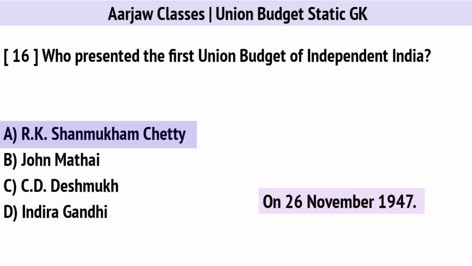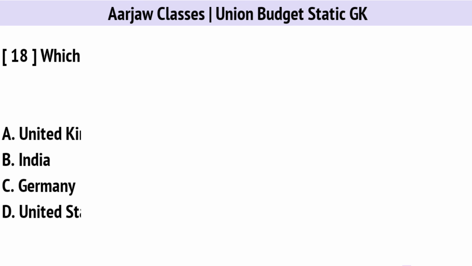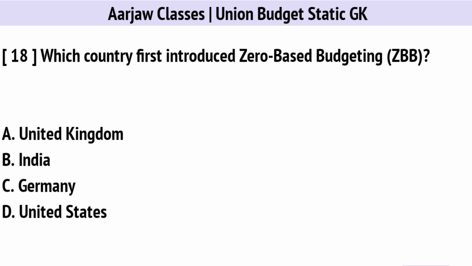Shanmukham Chetty. During which of the following years was gender budgeting introduced in India? Correct option is C. 2005 to 2006. Which country first introduced zero-based budgeting? Correct option is D. United States.